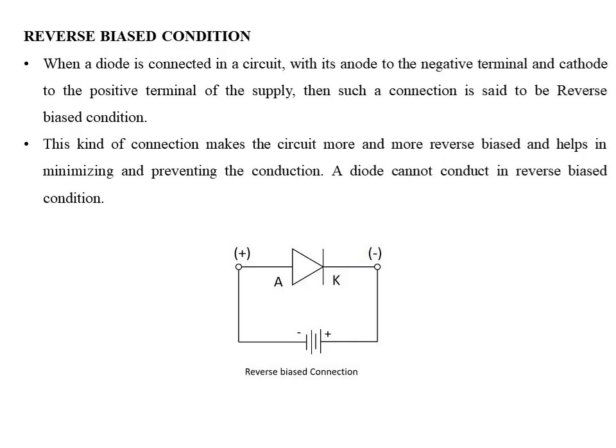Reverse bias condition. When a diode is connected in a circuit with its anode to the negative terminal and cathode to the positive terminal of the supply, then such a connection is said to be reverse biased condition. This kind of connection makes the circuit more and more reverse biased and helps in minimizing and preventing the conduction. A diode cannot conduct in reverse bias condition.